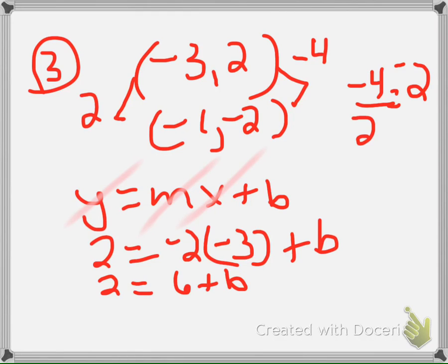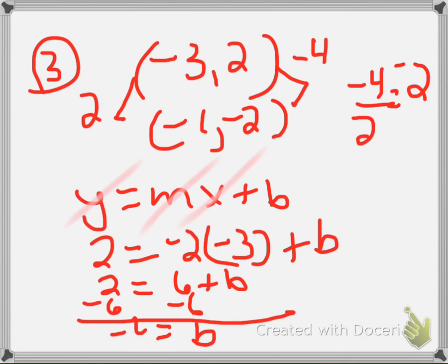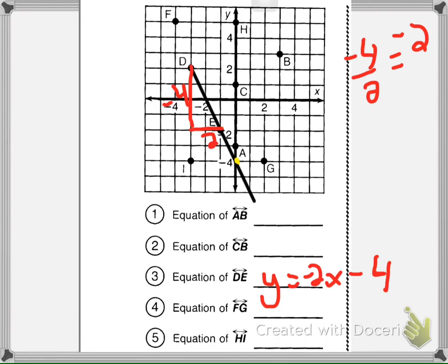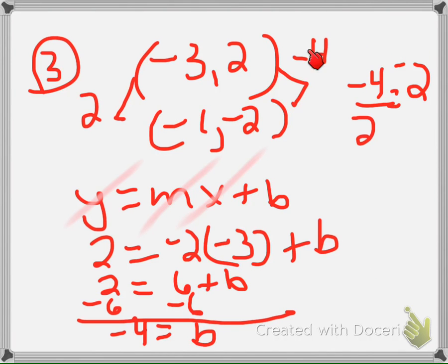How do you get that b by itself? Subtract 6 on both sides. B equals -4. So therefore we have the equation y equals -2x minus 4. What you're doing here when you look at the y-intercept where the graph is on, when you look at the rise over run, is exactly the same as finding the rise here and the run here.